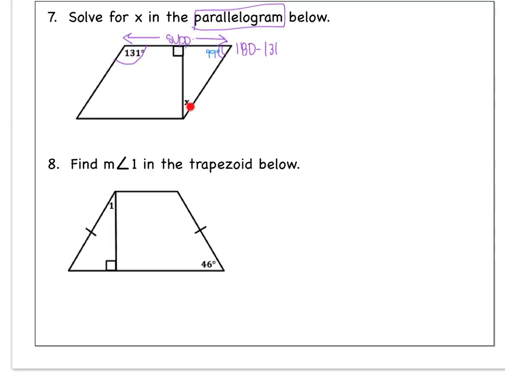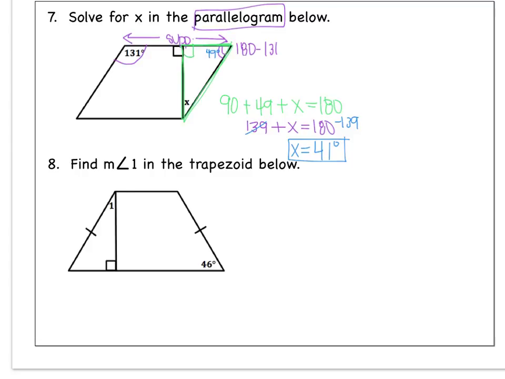I'm looking for x, and what I notice is that I have this triangle right here. And since I know this is a straight line and this is 90, that means this also has to be 90. So that green triangle, I can use the triangle sum theorem to find the measure. So I can say that 90 plus 49 plus x equals 180, and now I just solve for x. And I get x is 41 degrees. All right, go ahead and pause the video.